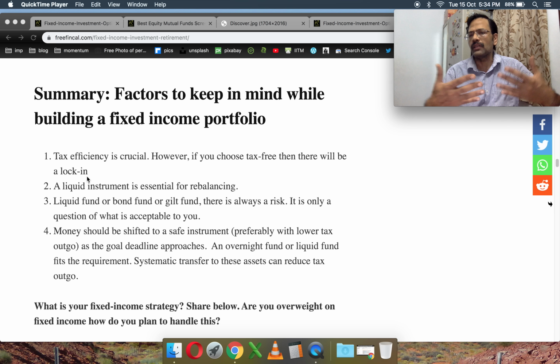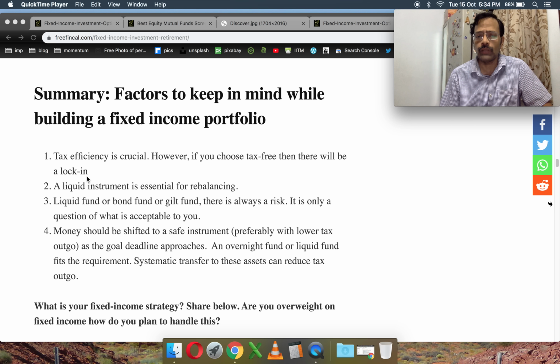instruments. I have a free ebook on debt funds. Go ahead and read it, and then you can start diversifying your fixed income portfolio.